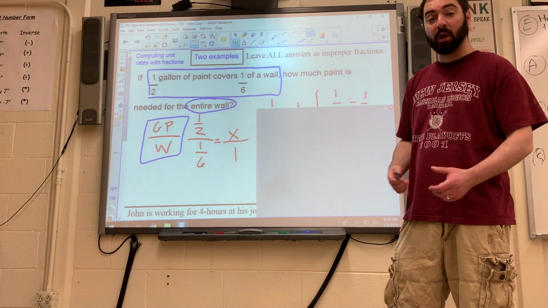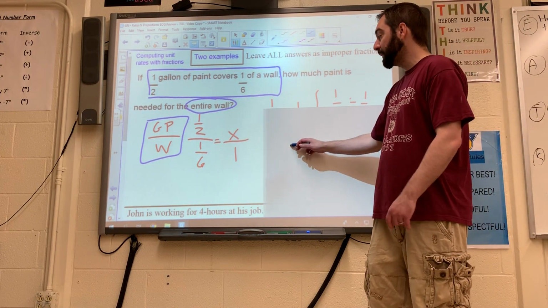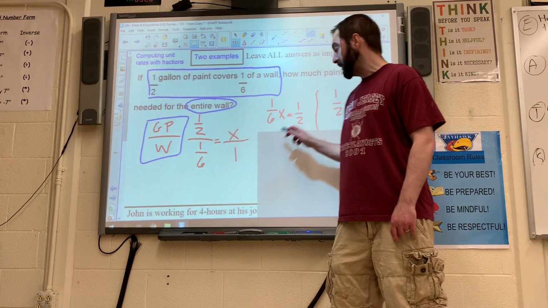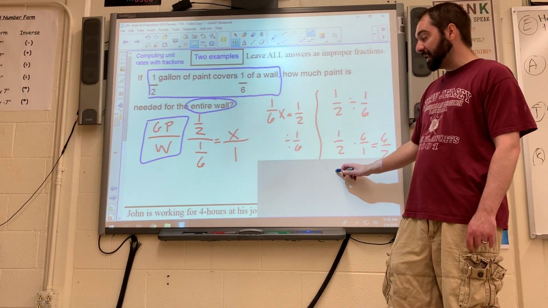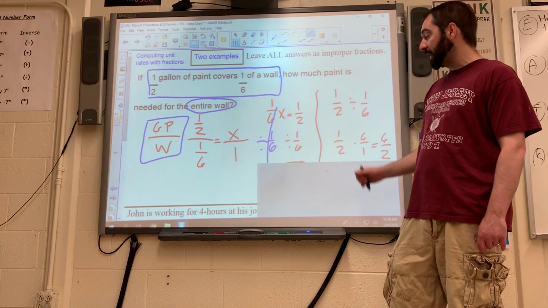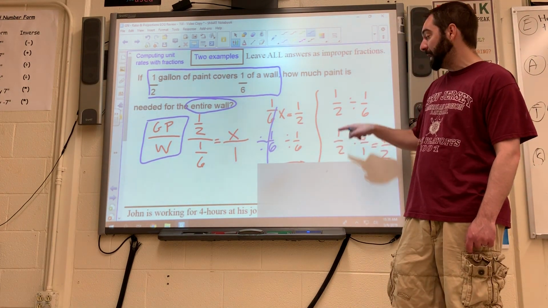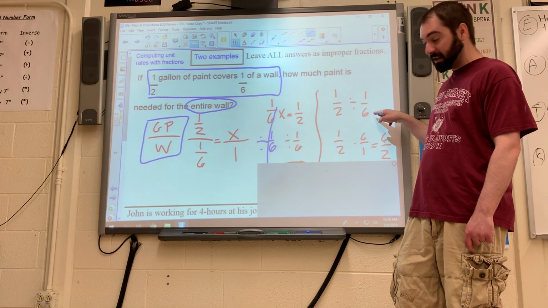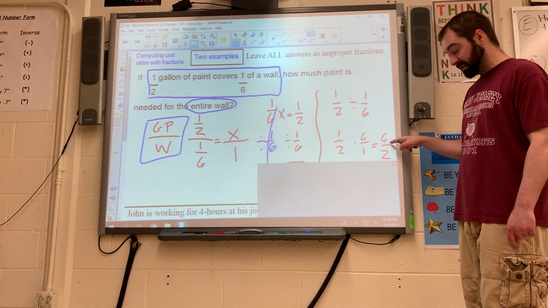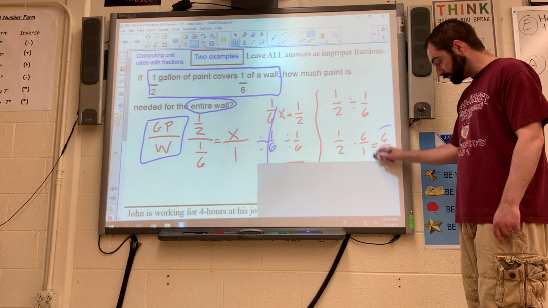From there, we're cross-multiplying, solving for our variable. 1/6 times x is 1/6x. 1/2 times 1 is 1/2. I'm isolating x by dividing by my coefficient. One side cancels out. The other side, top divided by bottom. So 1/2 divided by 1/6. Keep, change, flip. 1 times 6 is 6. 2 times 1 is 2.